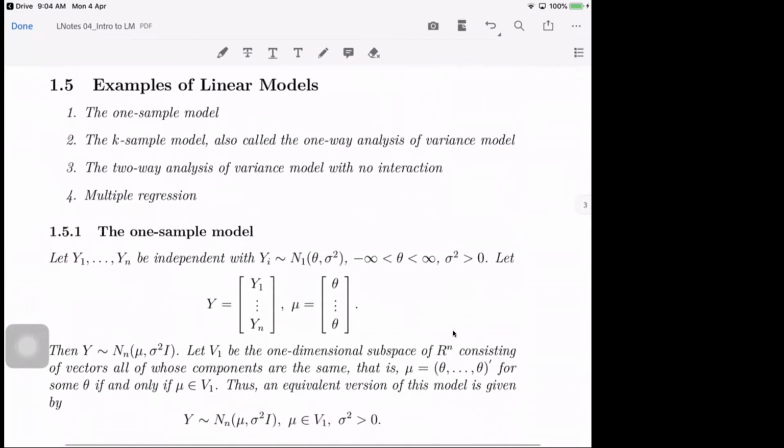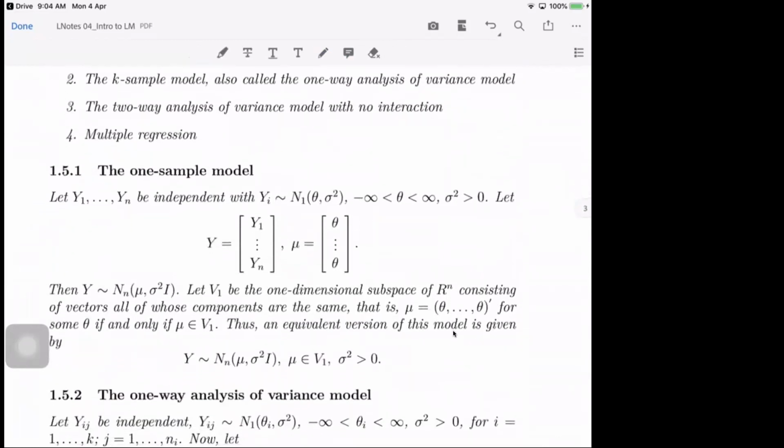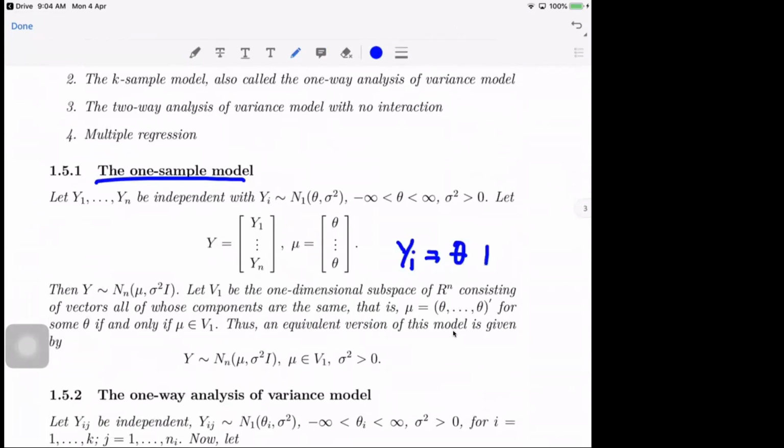So examples of linear models are the one sample model, wherein we just have a simple model wherein yi is just equal to theta plus some epsilon. So it is a one sample model. So we are saying that your yi is just equal to your mu, where mu here is a vector of thetas.